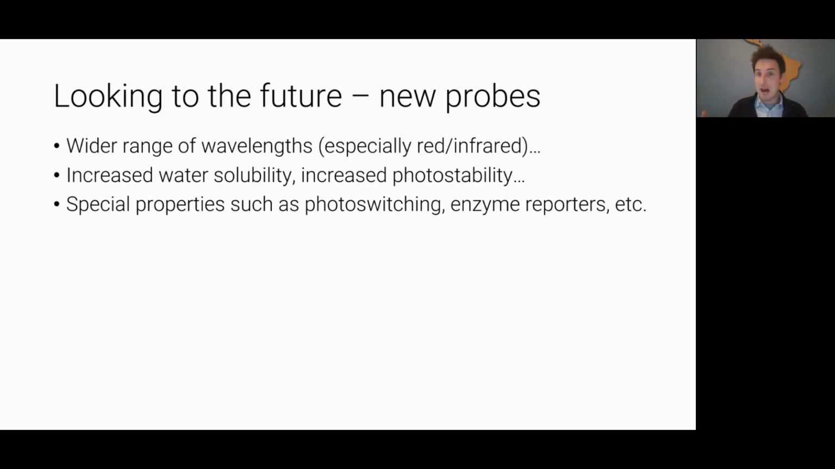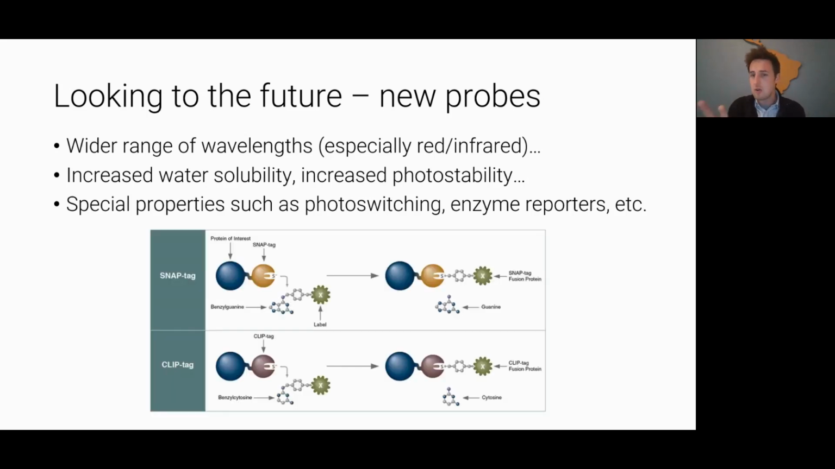Where to with new probes? Well, we're always on the lookout as bioimaging scientists for wider ranges of wavelengths, especially in the red and infrared region. These are probes that require much lower energy for excitation and so are much more suitable for live cell imaging. Up till now, people haven't really explored that part of the electromagnetic spectrum. We always want probes that have better solubility, are brighter, or have increased photostability. And these days also, for super resolution techniques, special properties, things like photo switching.